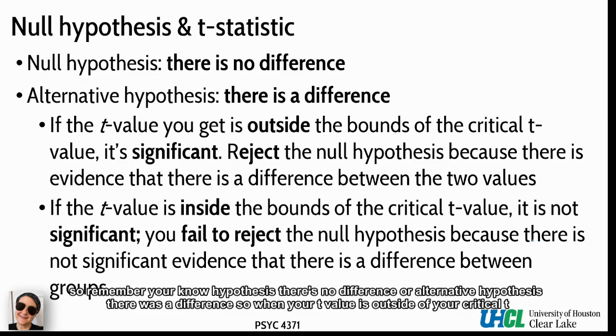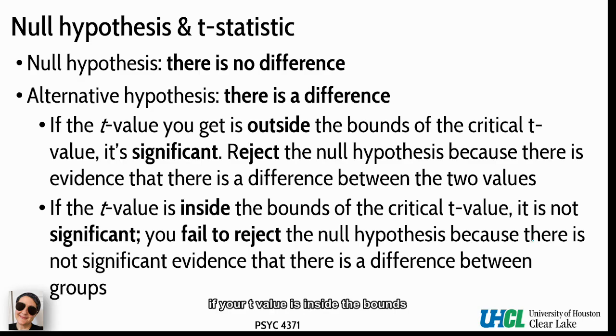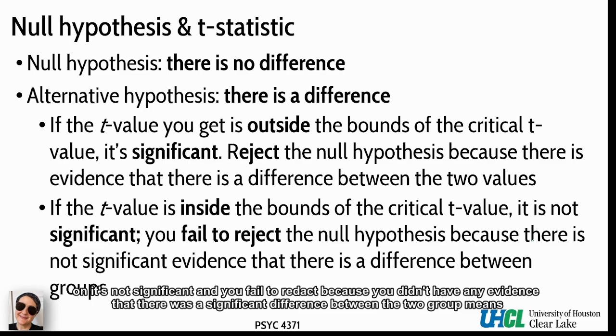So when your t-value is outside of your critical t boundaries, you have a significant result, and you're going to reject the null because you do have evidence that there was a significant difference between your two values. If your t-value is inside the bounds, in that larger portion of the distribution, it's not significant, and you fail to reject because you didn't have any evidence that there was a significant difference between the two group means.